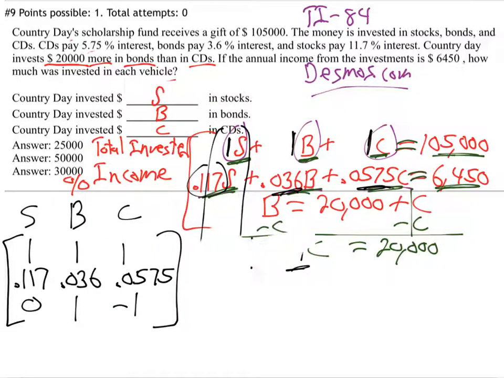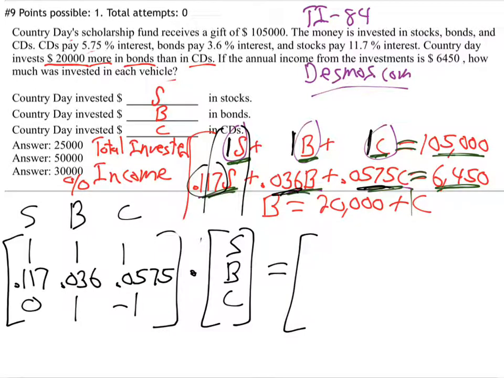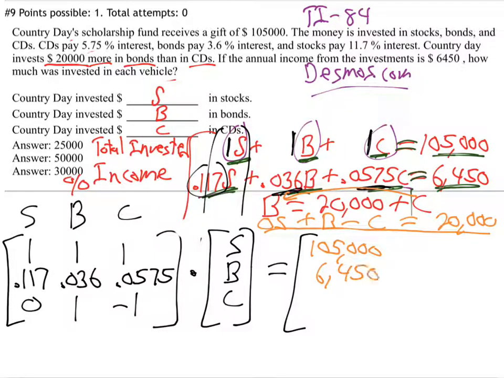Now, let me get this stuff out of the way here. Times S, B, C. Those are my three letters. That's the letter matrix. Equals, and then the right side, what are the numbers on the right side? Well, I kind of erased this bottom one again. Here, let me put it back. This bottom one became 0S plus B minus C equals 20,000. There's the third equation when I jumped the C over to that side. So that's going to be 105,000, 6,450, and 20,000. So there's the right side.